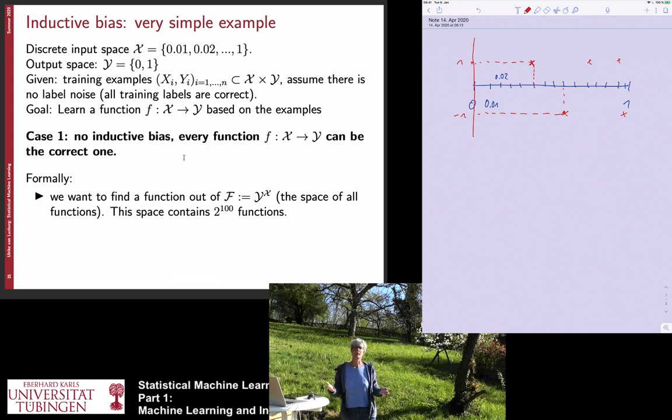So I don't want to make any assumption that sort of tries to bring my algorithm into a certain region. I simply want to have no prejudices. I want to learn without prejudices. So you don't make any inductive bias. So what are you going to do?